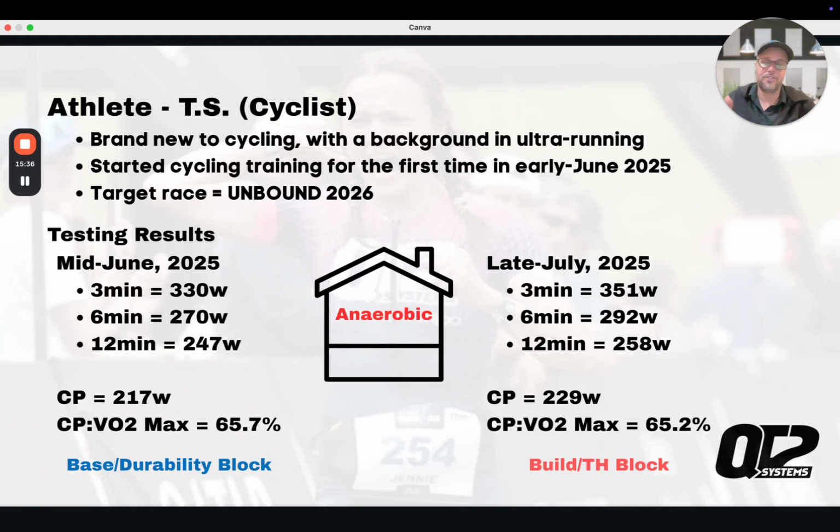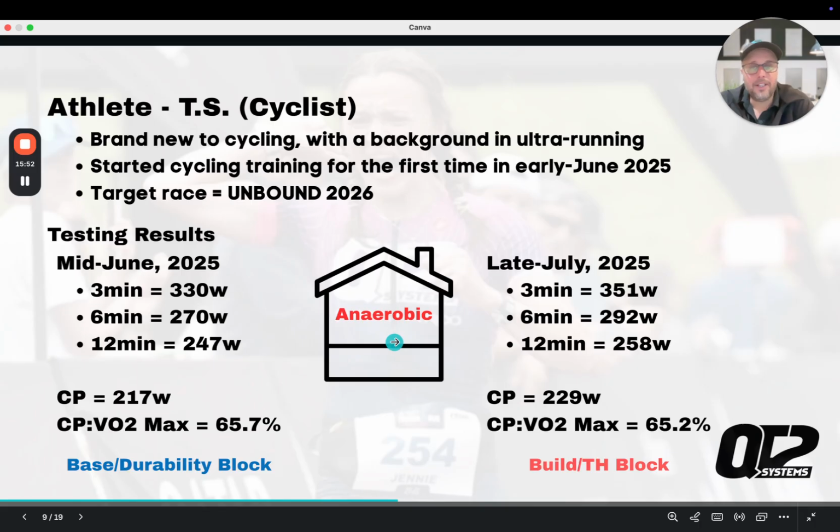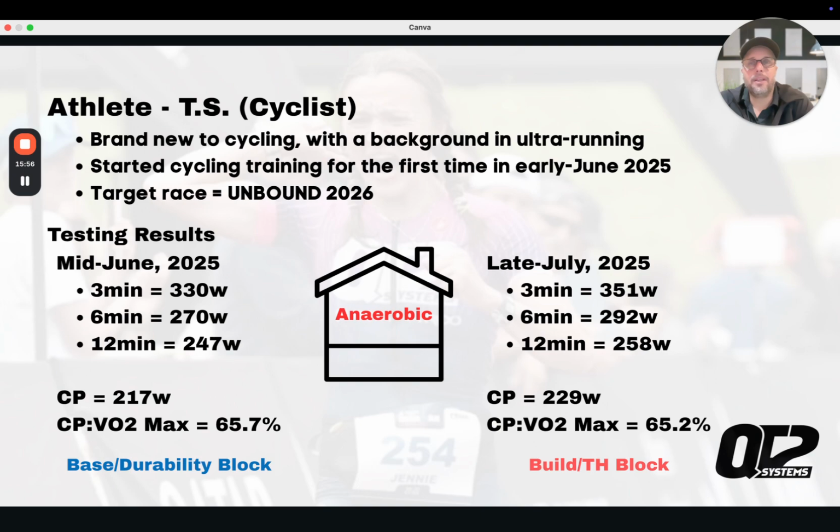Okay, but all the dimensions are essentially the same. All the dimensions are proportional to the earlier house. And that was pretty cool, and it was really easy to make that decision because it's very clear that what he needed was a build threshold block. We need to raise that ceiling, but we could feel comfortable in doing so because he developed a base fitness.